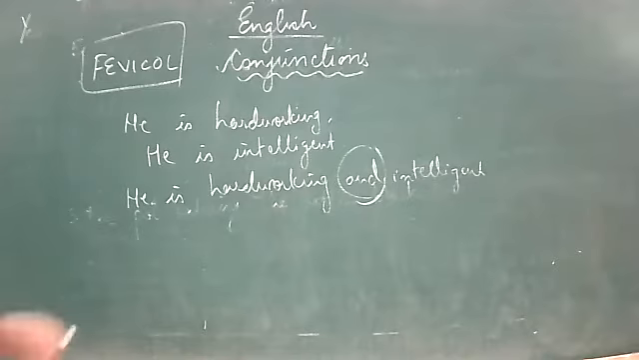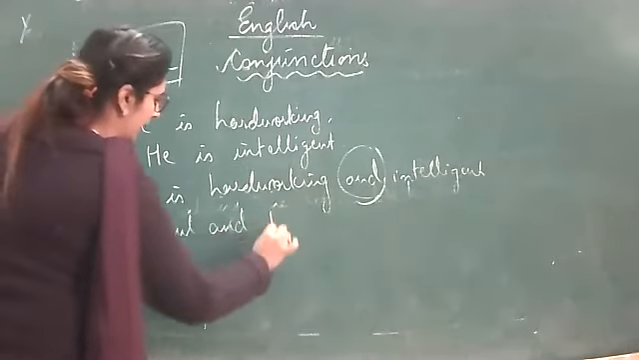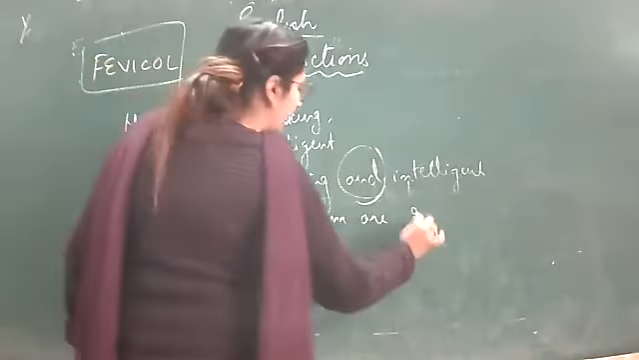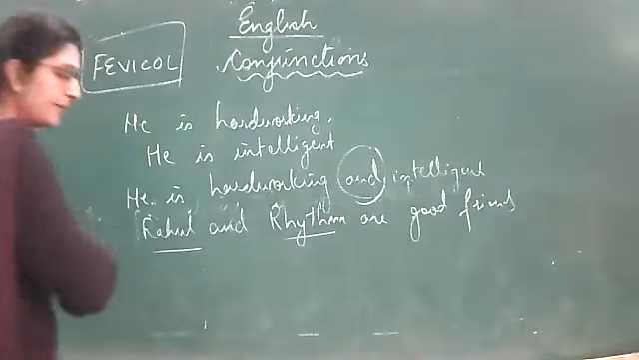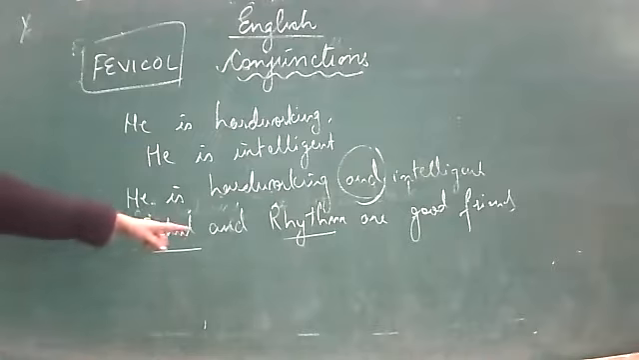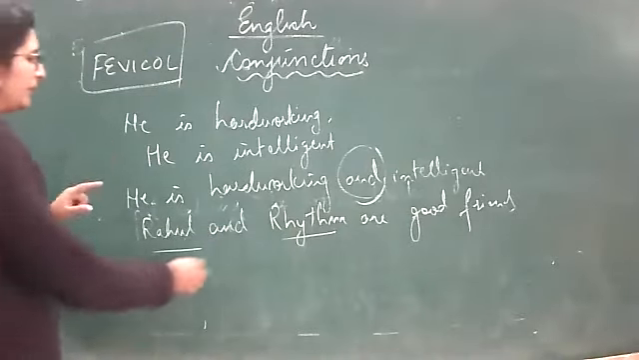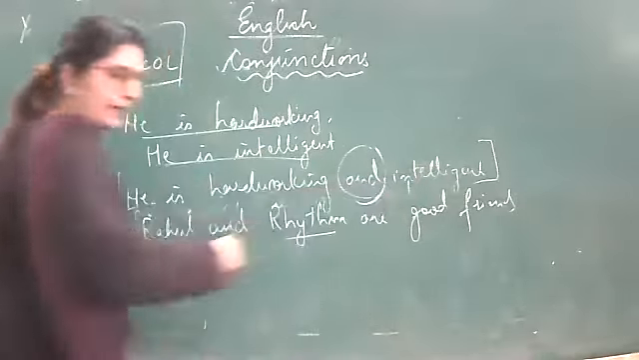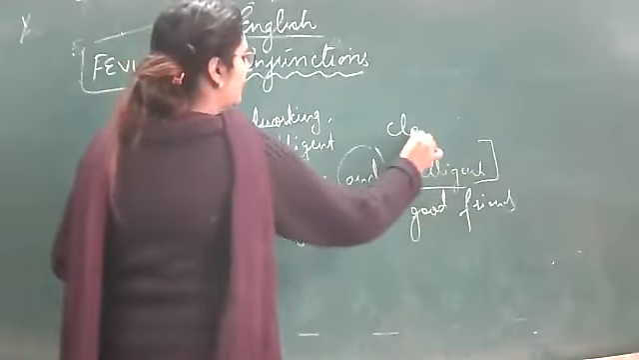For example, Rahul and Rhythm are good friends. Again, two names, they are joined together with the help of what? These are joined with the help of a conjunction. For example, this is one sentence, this is one sentence. But when they are joined together to form one sentence, then these parts of the sentence are called clauses.